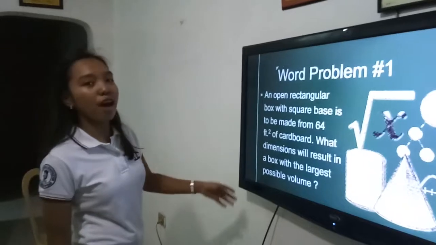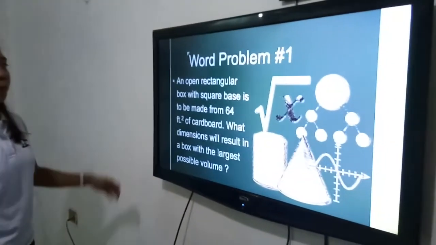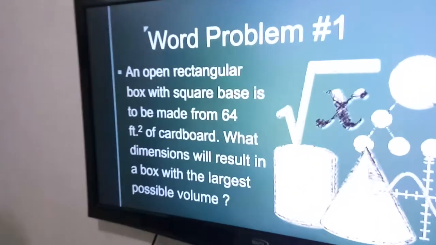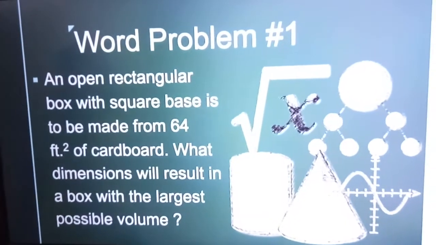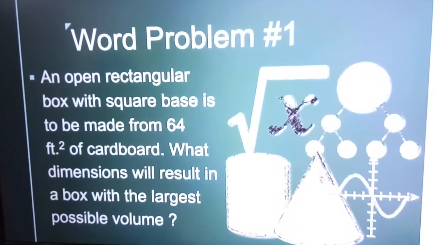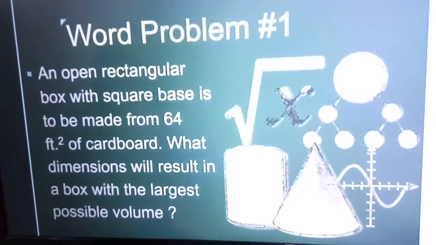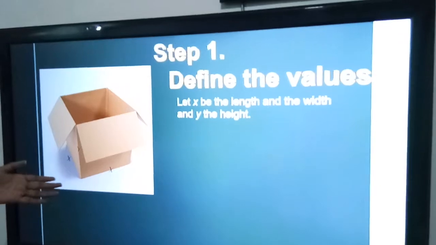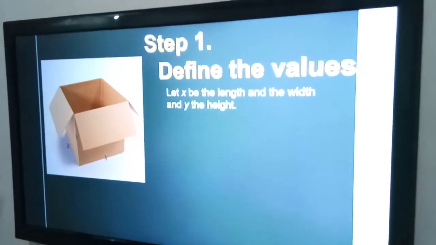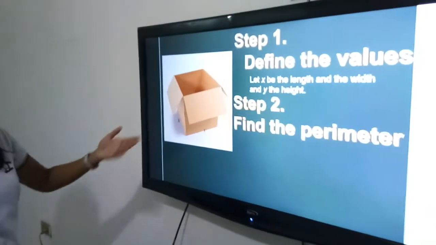So to start with, let's have our word problem number 1. An open rectangular box with square base is to be made from 64 square feet of cardboard. What dimensions will result in a box with the largest possible volume? And for our step number 1, we need to define our values. Let x be the length and width and y the height as seen in our picture.